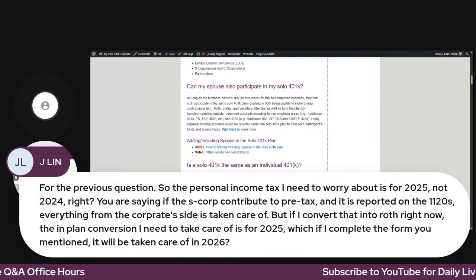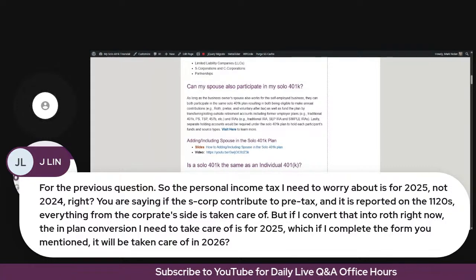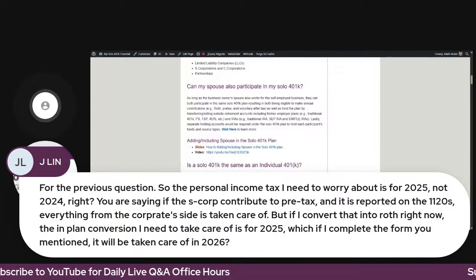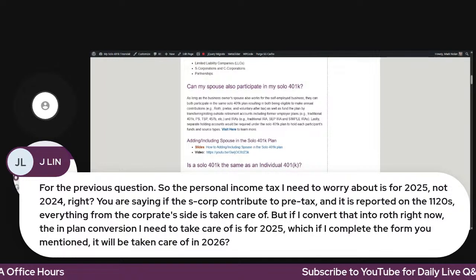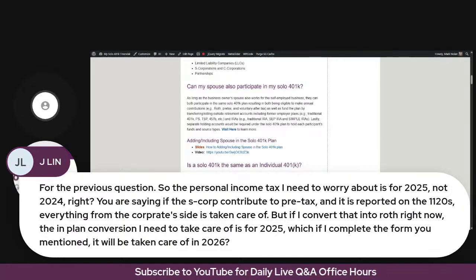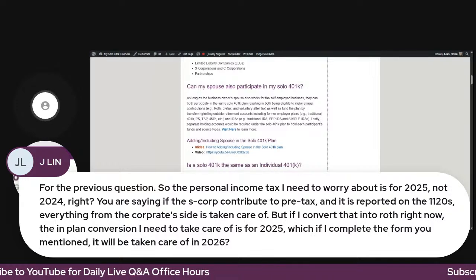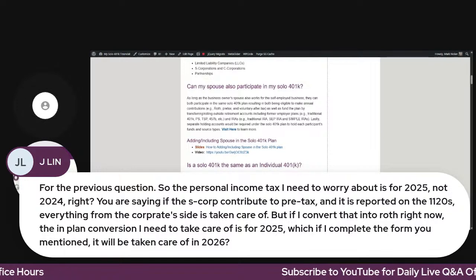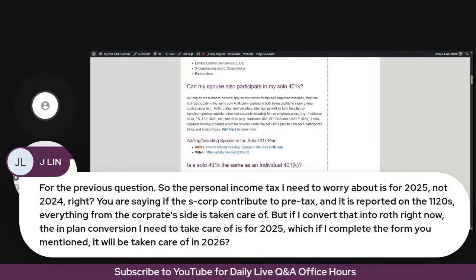For the previous question, so the personal income tax I need to worry about is for 2025, not 2024, right? Are you saying that if an S Corp contributes pre-tax and it's reporting the 1120S, everything from the company's side is taken care of? But if I convert that into Roth right now, the in-plan conversion I need to take care of is for 2025, which I complete the form you mentioned. It will take care of 2026.